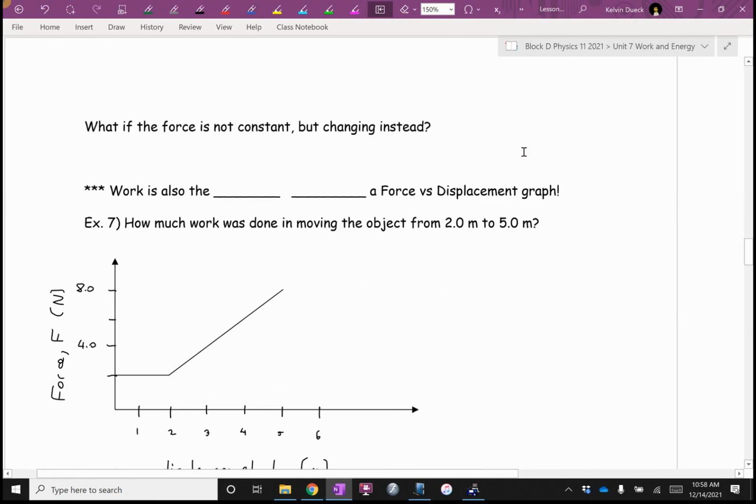So work equals force times distance if the force and the distance are in the same direction. What if the force is not constant? What if it's changing? You're going to end up with 3 different ways to find work. The easiest one is force times distance. It's also the most useless. It only works in certain conditions. Another definition for work is it's also the area under a force versus distance or displacement graph.